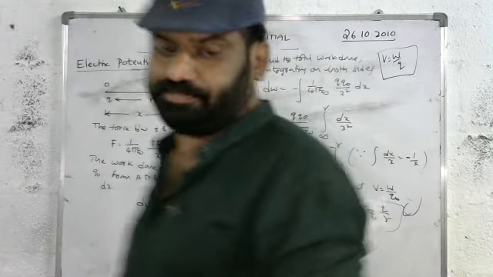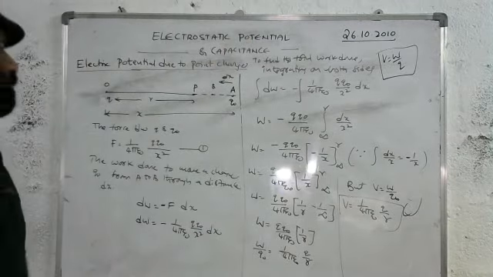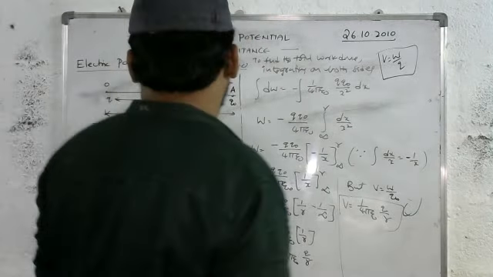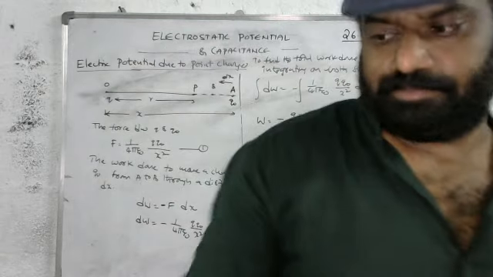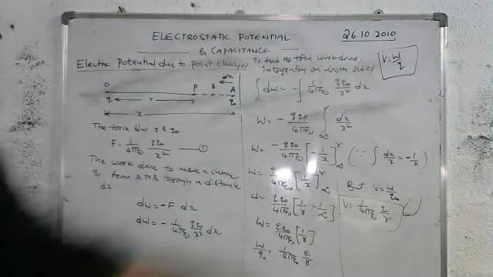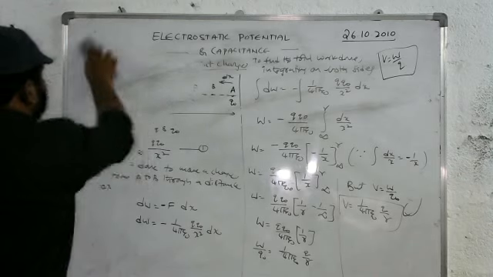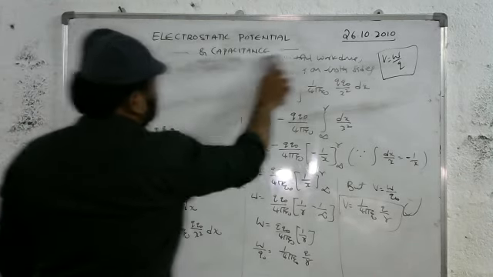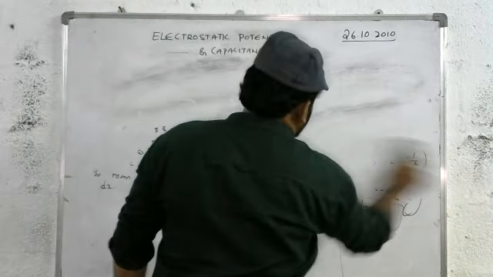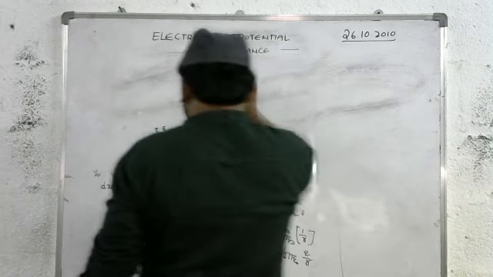So next, we will go to the next question. Electric potential is over. Next, what is a capacitor? Capacitance and capacitor, we will discuss about that.